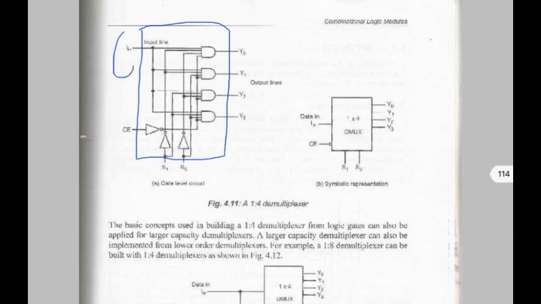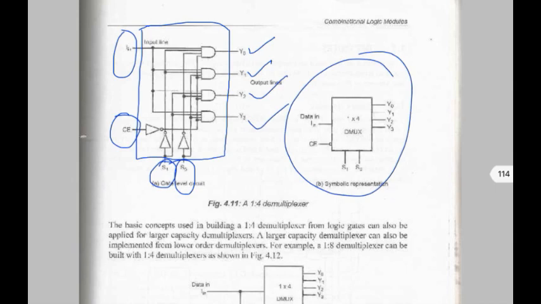So our input is I in there. The chip enable is down there as an active low input. The 2 select lines are down there, and the outputs are 4. So that is what we have on that diagram on the right. Okay, so that is the symbolic representation of the 1 to 4.